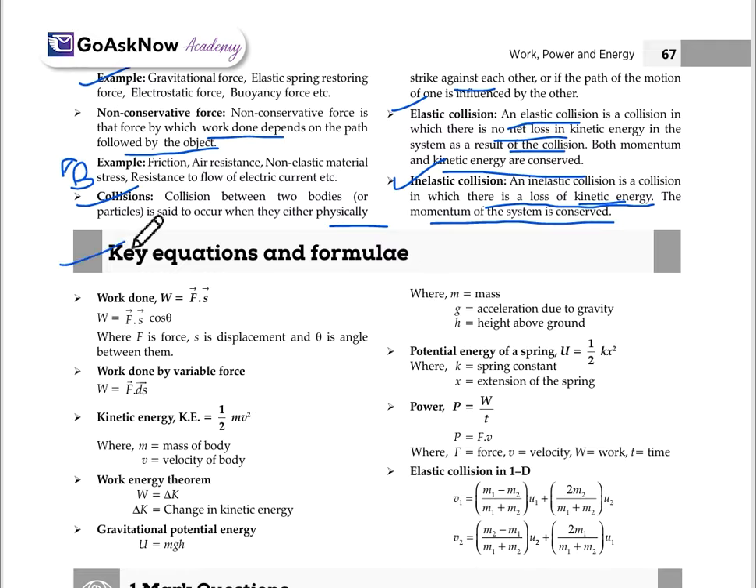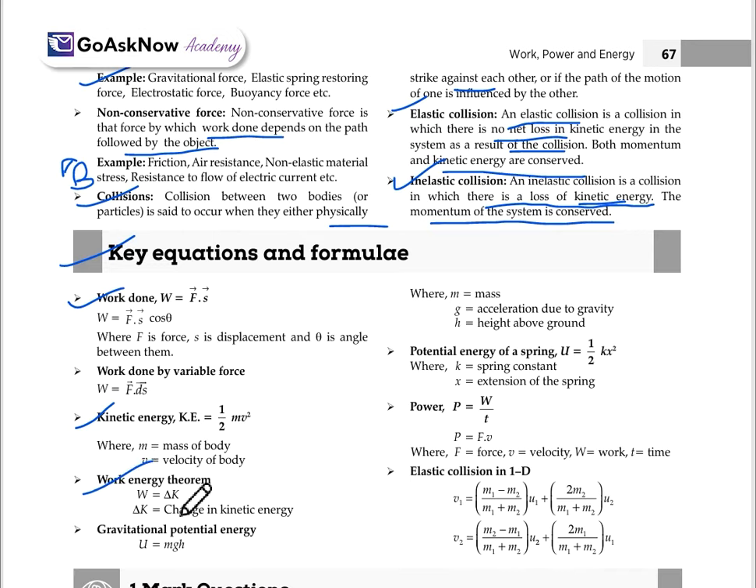Now key equations and formulas. Always keep in mind, the work done is equal to F into S cos theta. F is the force, S is the displacement, and angle theta is the angle between them. Next, work done by a variable force, W is equal to the integral of F dot ds. Kinetic energy K is equal to half m v square. M is the mass, v is the velocity of the body. Work energy theorem, W is equal to delta K.